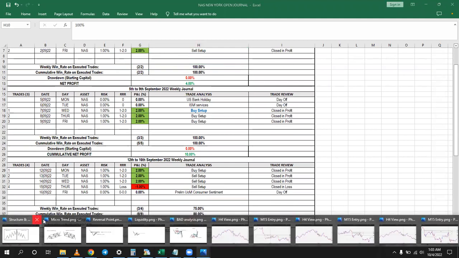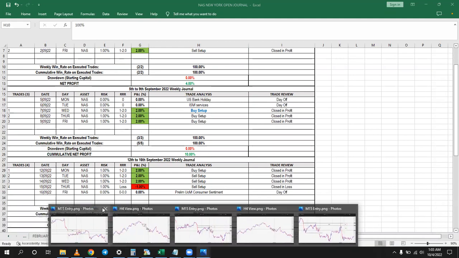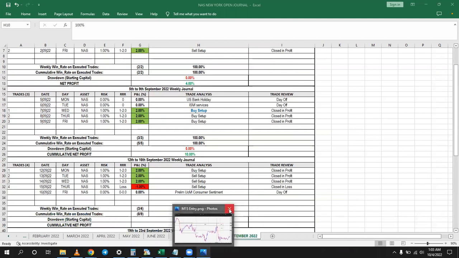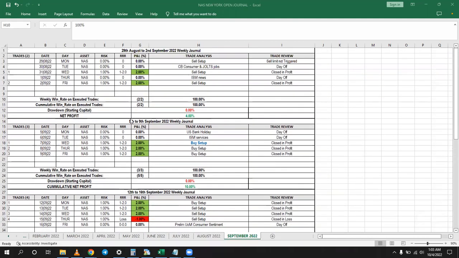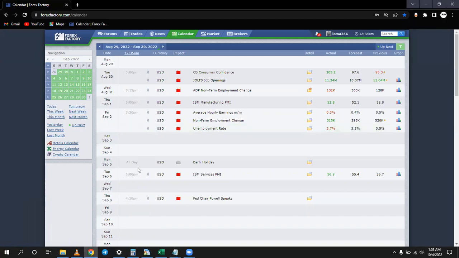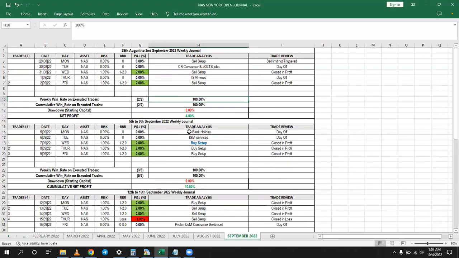A moment, let me remove these. So I'm basically going through the data that I backtested in summary. So now second week, that is the 5th to 9th. Let's see on the calendar. So now 5th to 9th. So on the 5th, we had a bank holiday, right? A US bank holiday. So now meaning on the 5th, we had to take the day off.